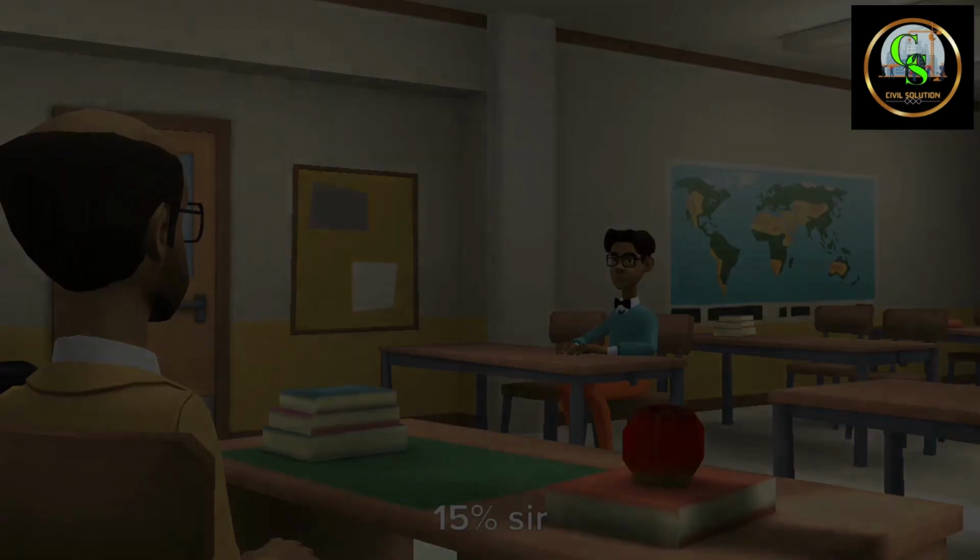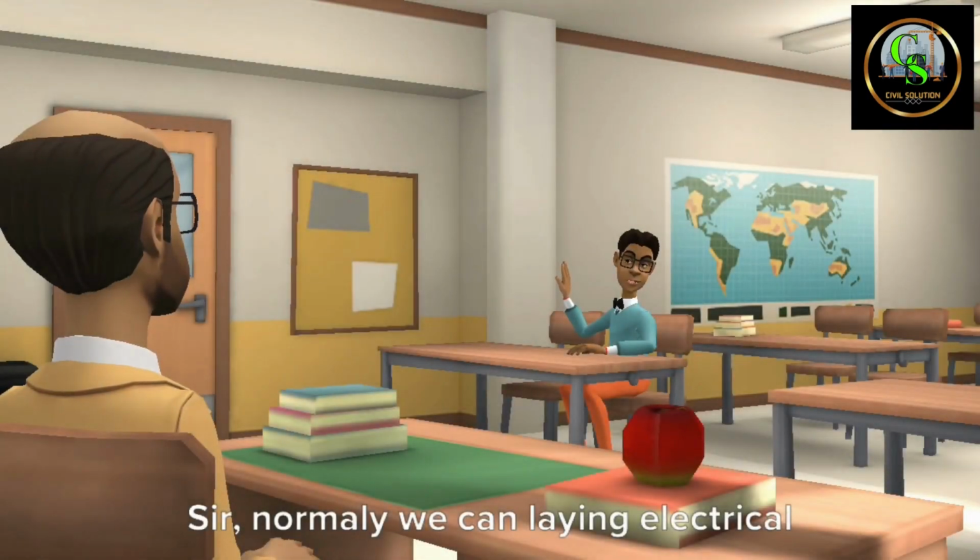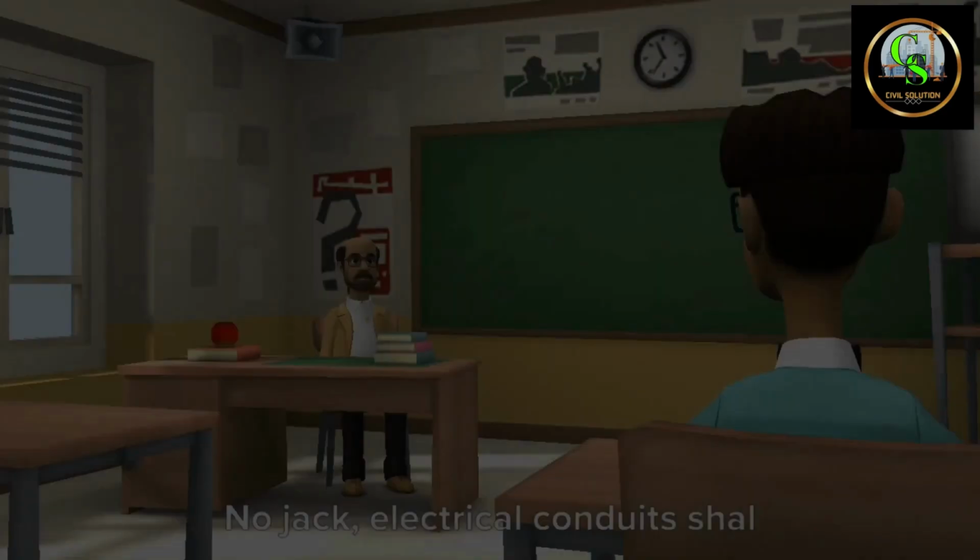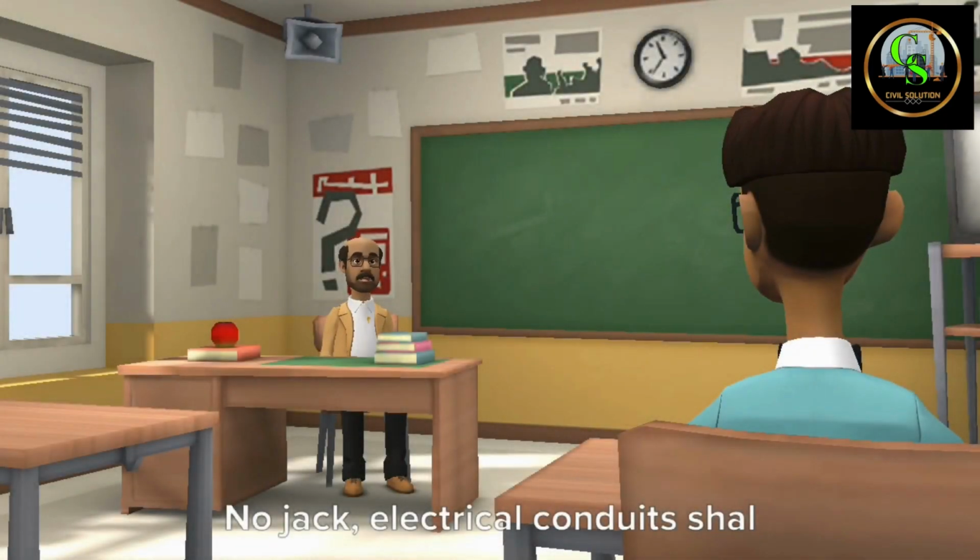15%, sir. Sir, normally we can lay electrical conduits in a column. No, Jack, electrical conduits shall not run in a column, okay.